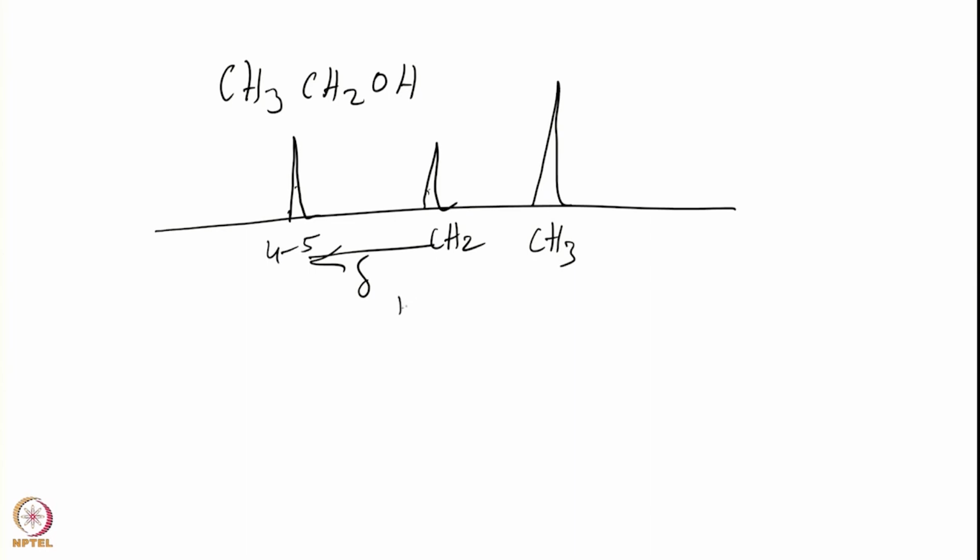This is about 1.5 to 3.5, and this is around 0.5 to 1.5 ppm. This is what will happen. Similarly, if you have the aldehydes or oxygen containing groups, the amide containing groups, you will have different kinds of chemical shifts. So, these are the two most important parameters which will influence your chemical shifts.